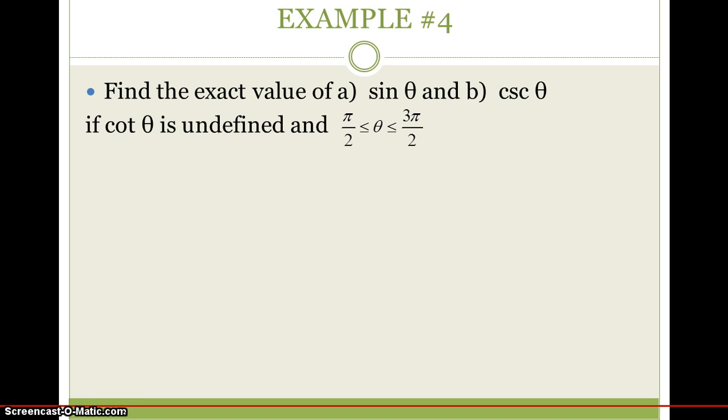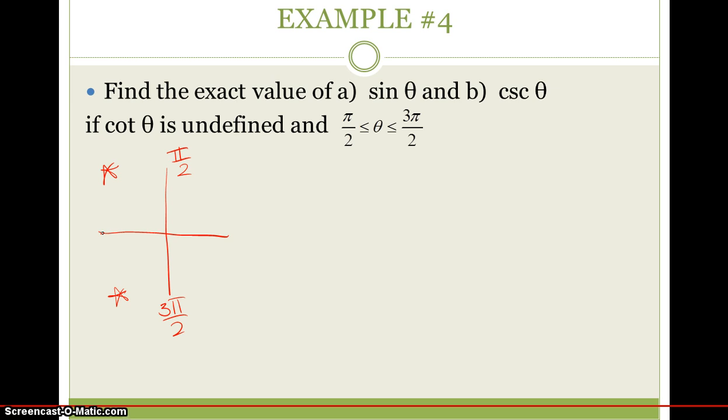Let's look at the last example where we want to find the exact value of sine theta and the cosecant of theta if cotangent of theta is undefined, and we know that theta lies between pi over 2 and 3 pi over 2. So the first thing that we want to do is see where we're working. Remember that we have pi over 2 here and 3 pi over 2. So we're going to be working in this quadrant and this quadrant, and maybe even on one of the quadrant angles.